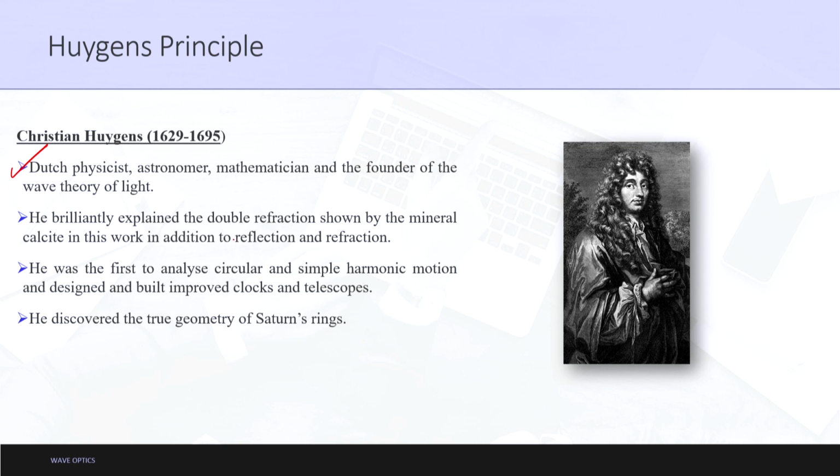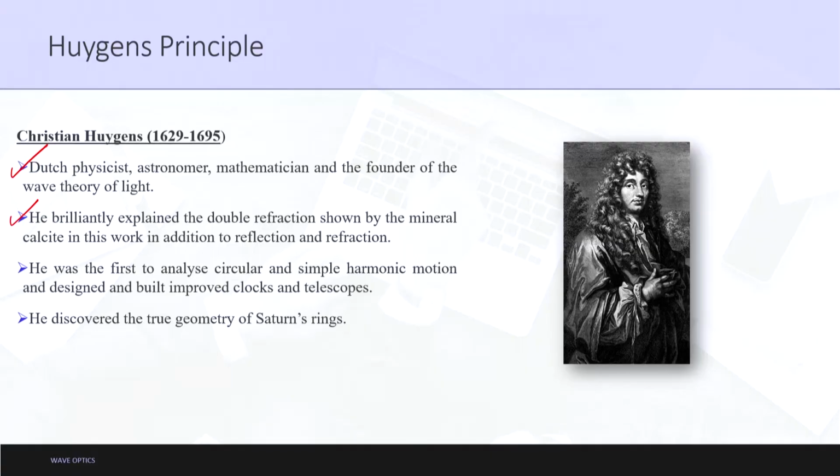So, he brilliantly explained the double refraction shown by the mineral calcite in his work, in addition to reflection and refraction. So, apart from his explanation of refraction and reflection from Huygens principle, he also worked on double refraction, as in refraction being done twice, let us say in two mediums or so.